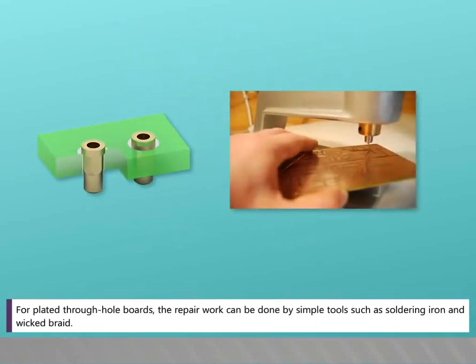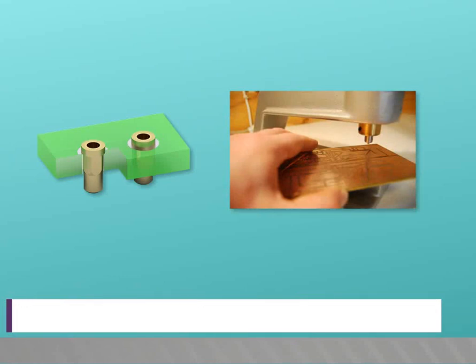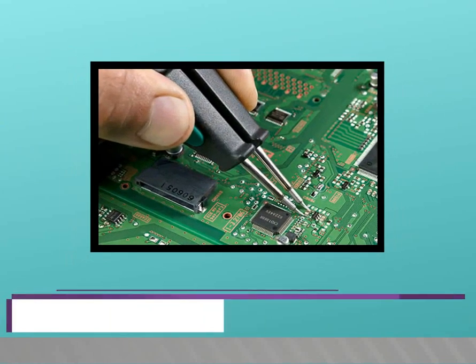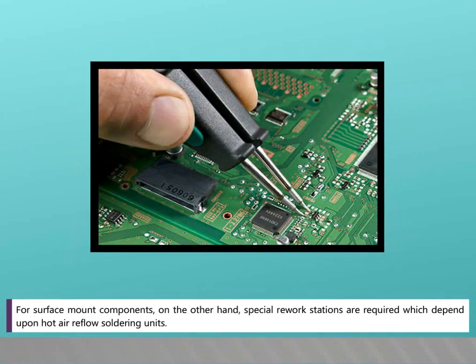For plated through-hole boards, the repair work can be done by simple tools such as a soldering iron and wick braid. For surface mount components, on the other hand, special rework stations are required which depend upon hot air reflow soldering units.